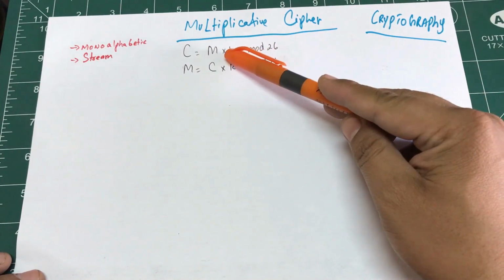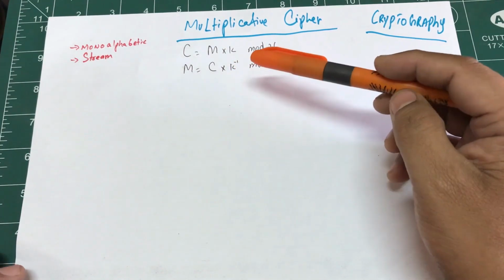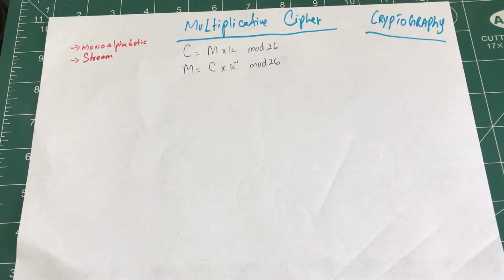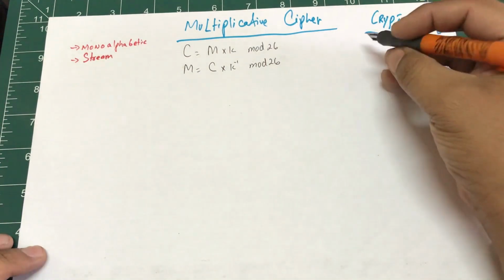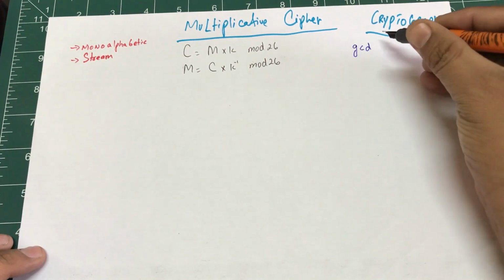Here we're going to do multiplication with the key, but if you recall from my previous videos, we're going to take a multiplicative inverse of your key. If you want to find a multiplicative inverse, there is a criterion you need to remember, and you can look at my video.